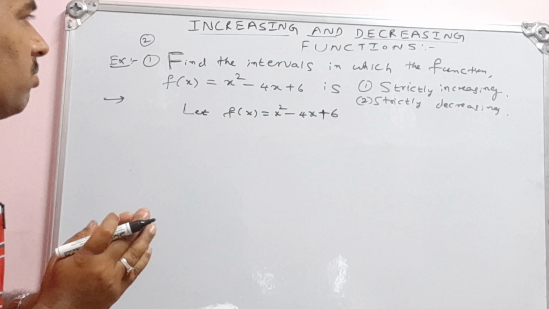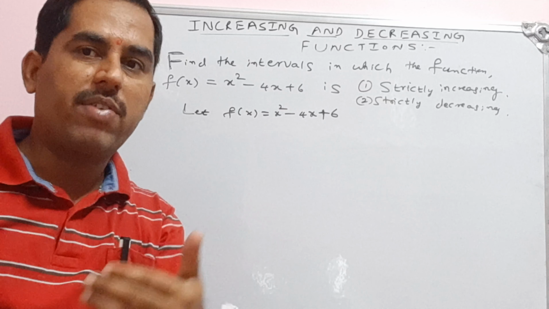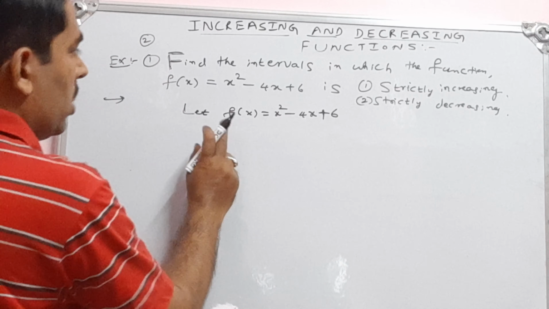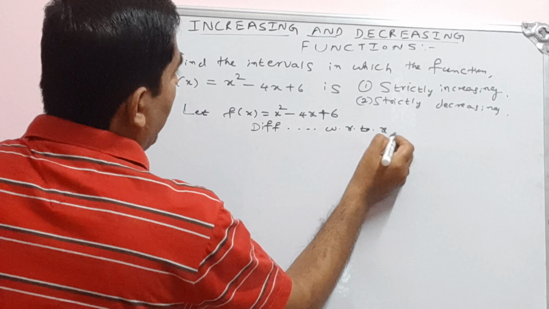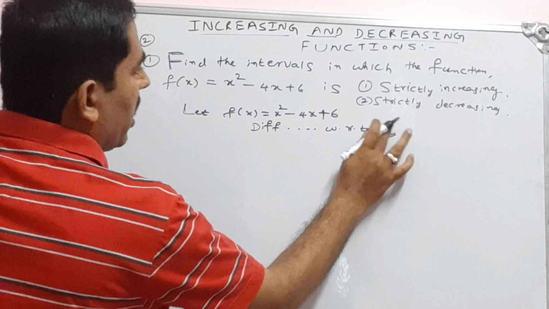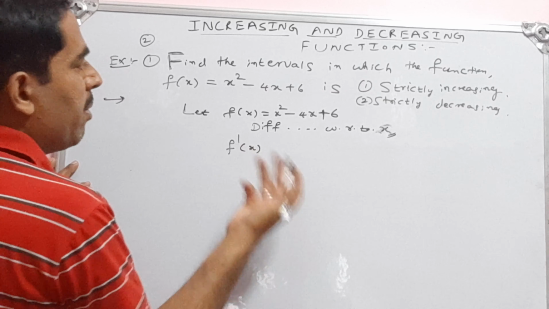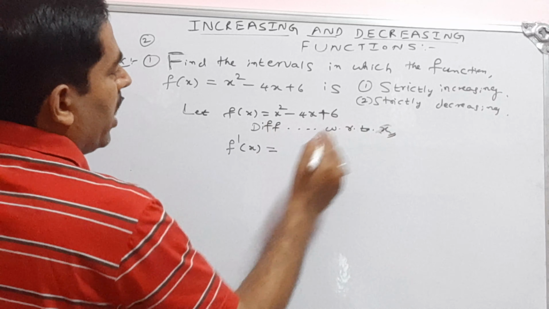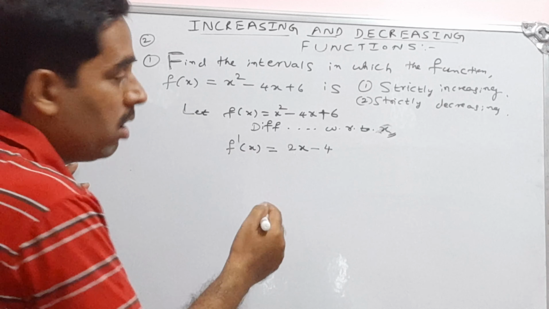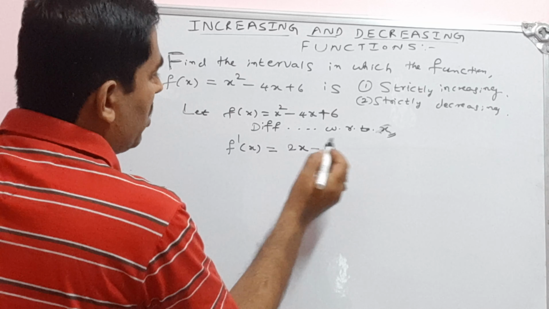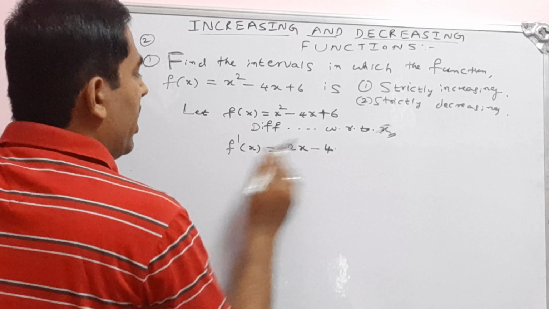To decide the intervals, we must find the derivative, that means we have to differentiate the given function. So I will differentiate with respect to x on both sides. If I differentiate f of x, I will get f dash x or dy by dx. All the symbols are the same. Differentiation of the right hand side: the derivative of x square is 2x. Then minus, we have to be careful here. The derivative of 4x: 4 is a constant, and the derivative of x with respect to x is 1, so that will be 4. So this is the derivative.